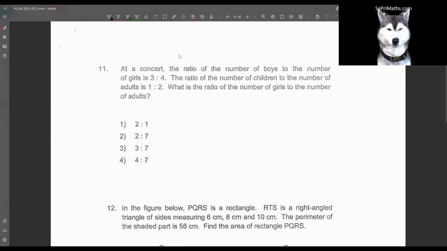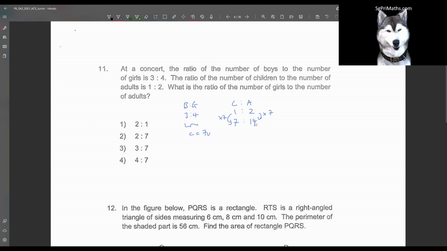Question 11. At a concert, the ratio of the number of boys to the number of girls is 3:4. The ratio of the number of children to the number of adults is 1:2. What is the ratio of the number of girls to the number of adults? Okay, so we have boys to girls, which is 3:4. Then we have children to adults is 1:2. So we know that this equals children, which is 7 units. So if this is 7, this is 14 units. So just multiply by 7.